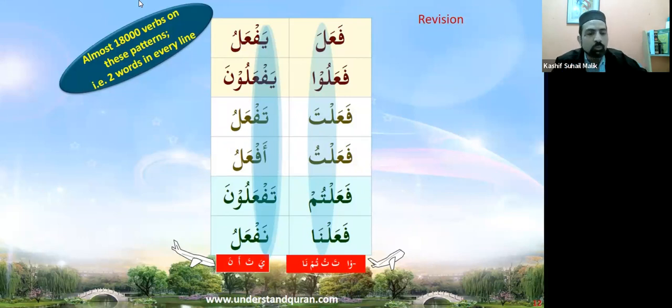I'll request everybody to do it with me once, because we are starting the new form, the imperative form. So we should all have a good command over these. Everyone do it with me, okay? Fa'ala, fa'alu, fa'altu, fa'altum, fa'alna. Yaf'alu, yaf'alu.